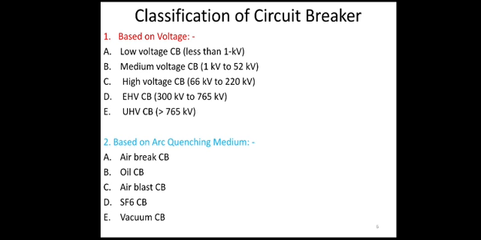The next one is sulfur hexafluoride circuit breaker, which is also known as SF6 circuit breaker. The fifth one is vacuum circuit breaker. So there are five types of circuit breaker which can be used for the protection of a power system.